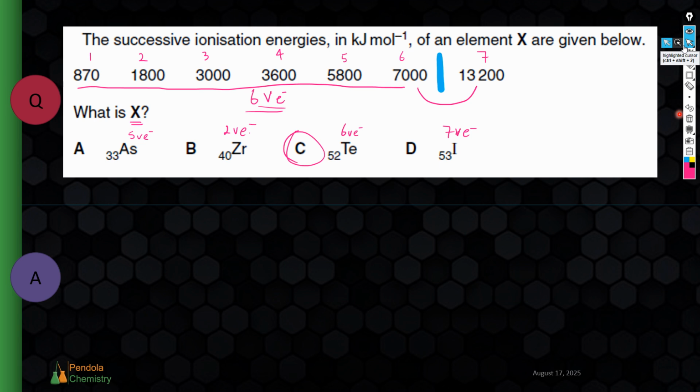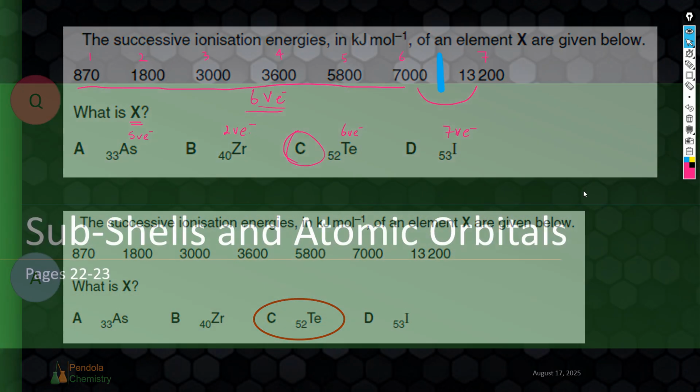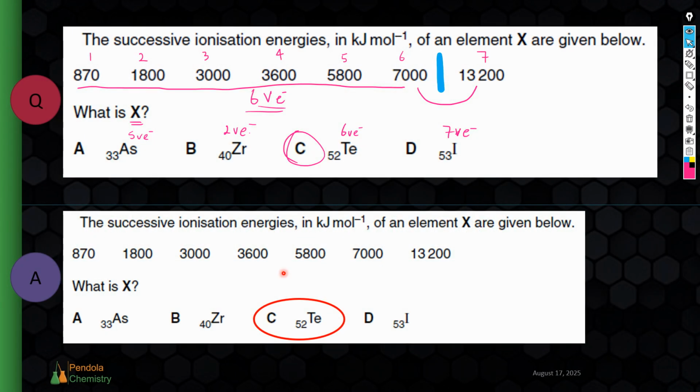Let's say we weren't sure if the big jump was between 6 and 7 or between 3 and 4. Well, none of the answers have 3 valence electrons, so you could have eliminated that. But not only that, once you figure out how many valence electrons you have, look at all your answer choices. Once you find one that has 6, that's your answer. You don't need to look any further. And so our answer here is C, which is tellurium.